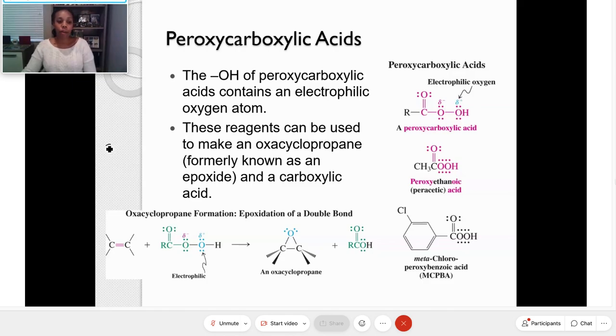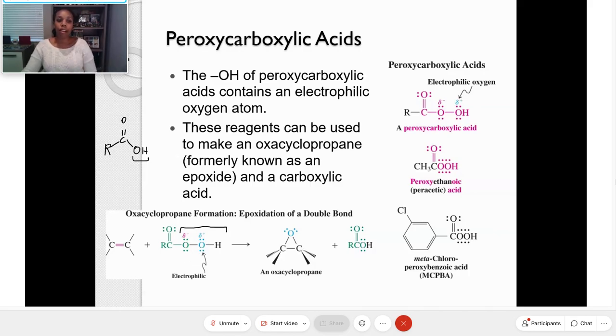Well, remember what a carboxylic acid is. We have this carbon with a double bond to oxygen, and then we have an OH, just one oxygen with a hydrogen on it. But for a peroxycarboxylic acid, we have oxygen, oxygen, hydrogen. So it's a peroxy group, like peroxide. Remember peroxide? H-O-O-H, peroxide.